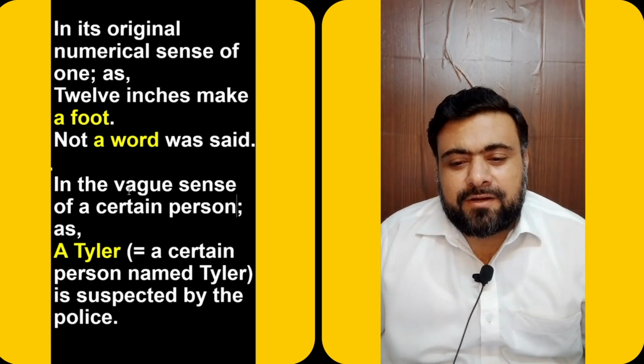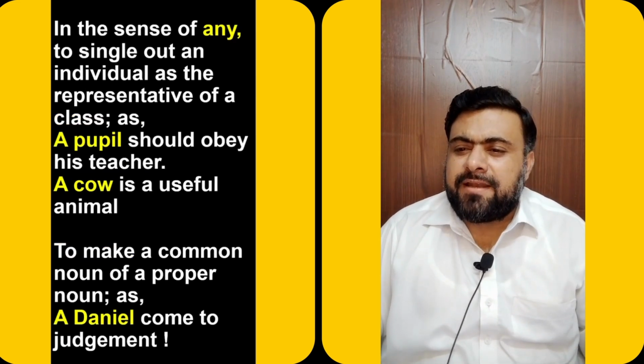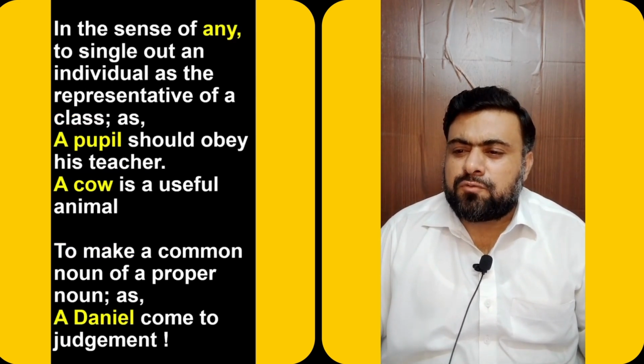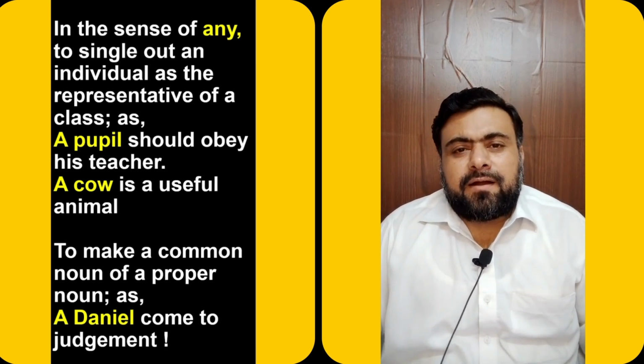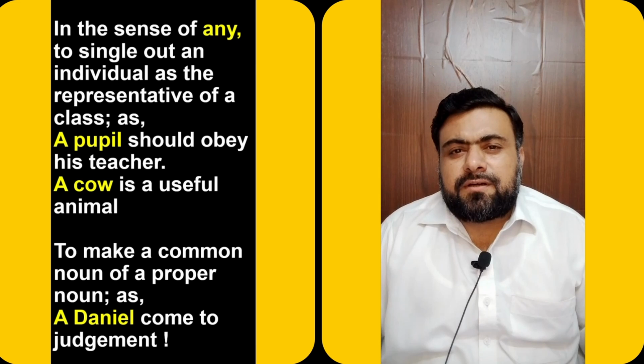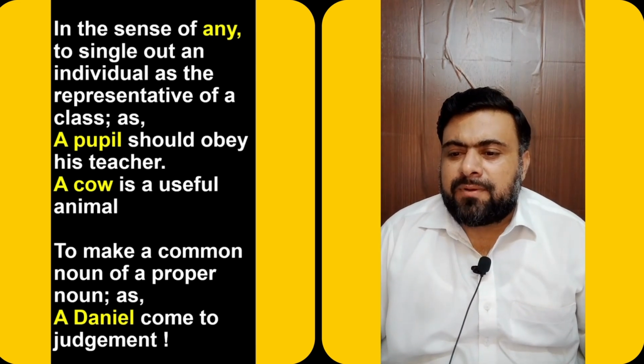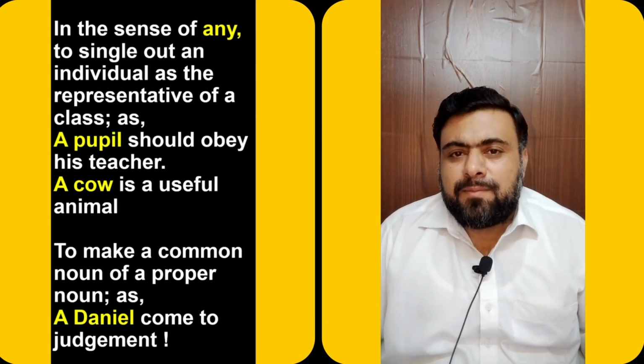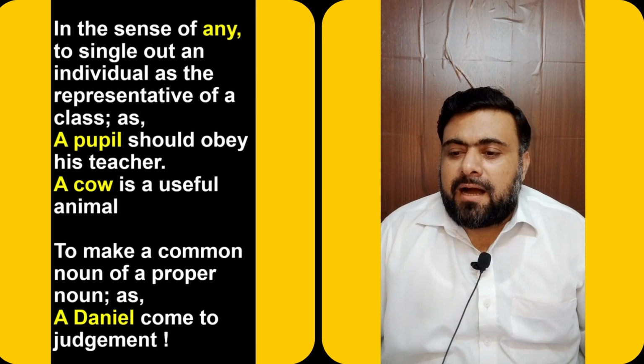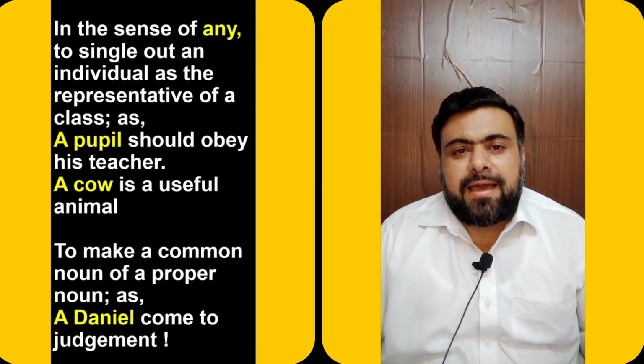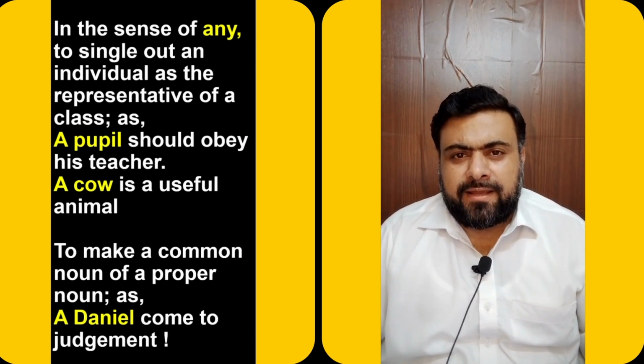In the sense of any, to single out an individual as the representative of a class: a pupil should obey his teacher. A is used with singular nouns to represent any of the class of that noun. For example, a pupil. It means any pupil. A cow is a useful animal. Any cow is a useful animal.